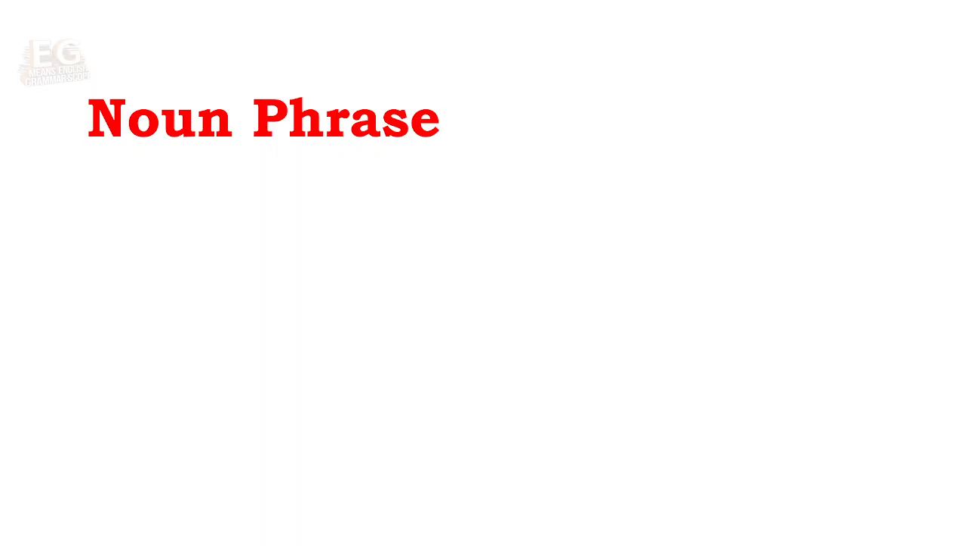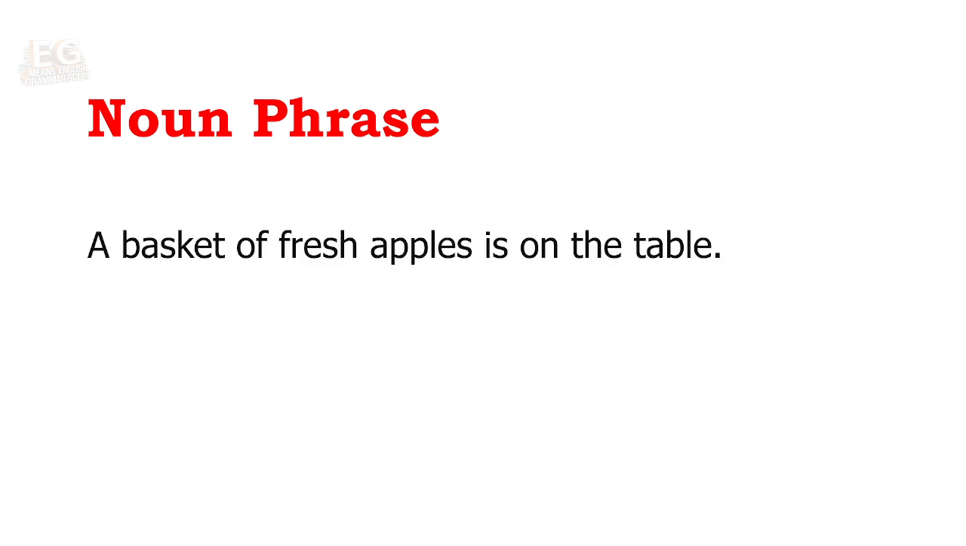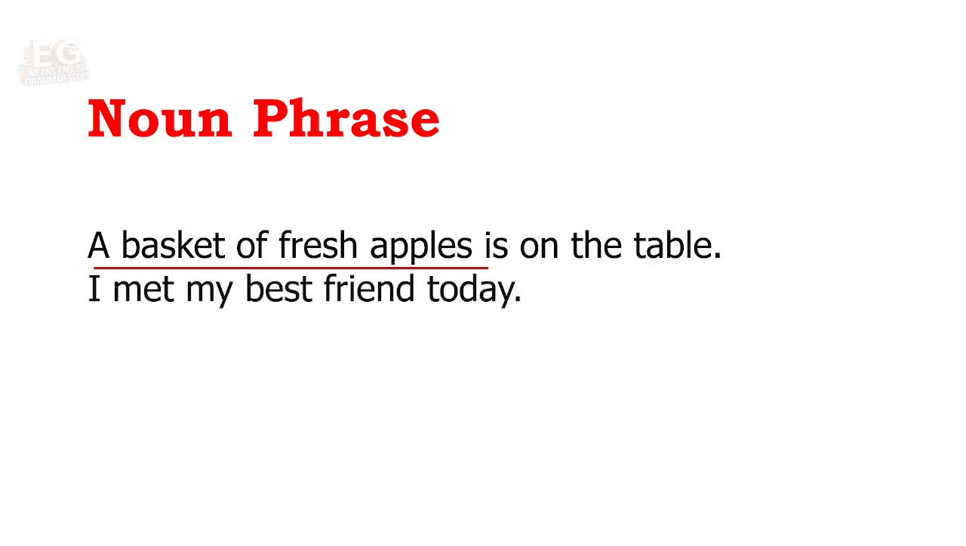First things first, let us see some examples. Let us go through this sentence: A basket of fresh apples is on the table. In this sentence, the noun phrase is a basket of fresh apples. Let us see another sentence: I met my best friend today. And in this sentence, the noun phrase is my best friend.